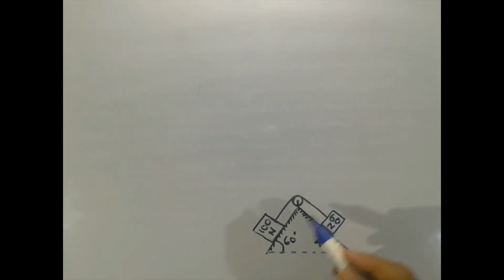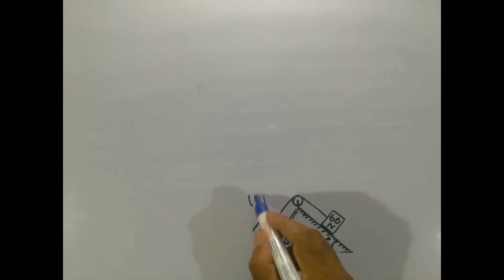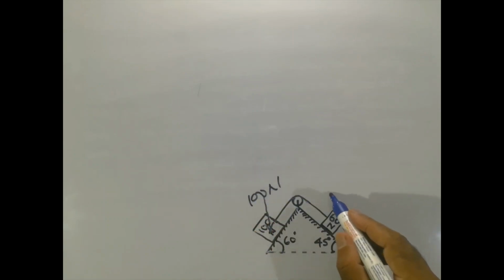That is all. So with these two assumptions, one more thing is that we have to consider or assume a tension. Due to the action of these two blocks, the weights will be acting vertically downwards like this. This will be 100 Newton and this will be 60 Newton.